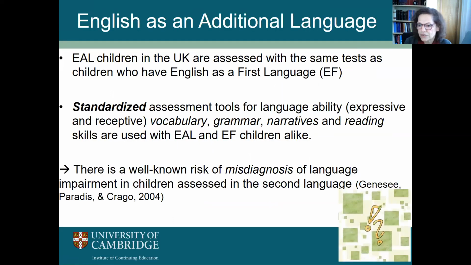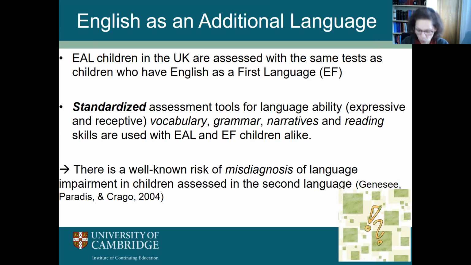Now, when you have English as an additional language, you are still expected to be assessed with the same tests as children who have English as a first language, and I call them EF children here. And this is true both for any assessment that they take in schools, but also any standardized assessment tools for language ability. So when we test children, both EAL and EF children, on vocabulary knowledge, grammar, on their ability to tell stories and to be coherent in their stories, as well as reading skills, we use the same assessment tools. Now, the question is, is this appropriate and is it fair?